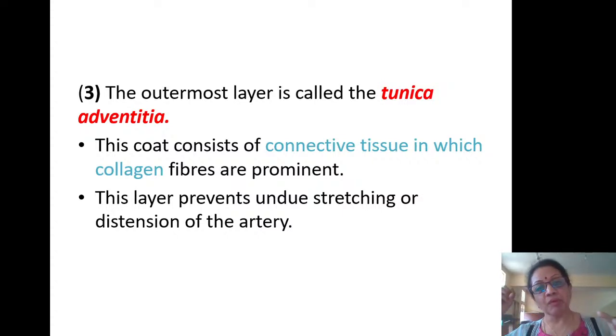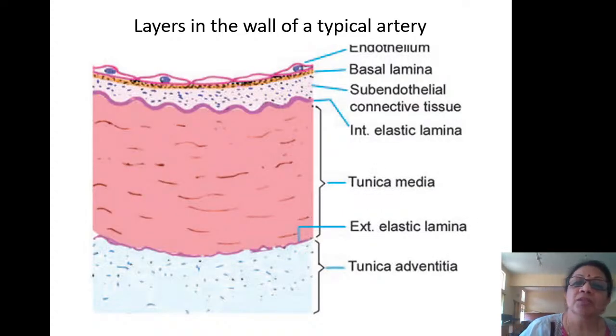When the blood is flowing inside under high pressure from the pumping action of the heart, the tendency is for the blood to push, and for the muscle and the elastin and everything to stretch. So these adventitial longitudinal fibers are preventing undue stretching or distension of the artery. So endothelium, basal lamina, subendothelial connective tissue, and internal elastic lamina equal the tunica intima.